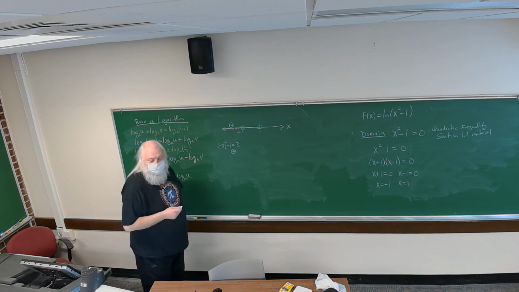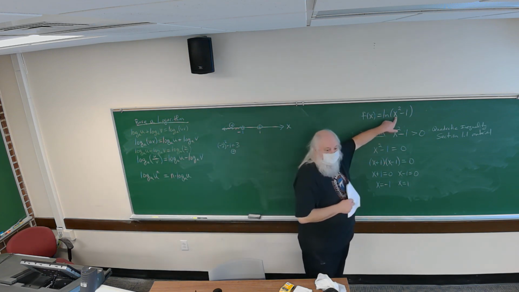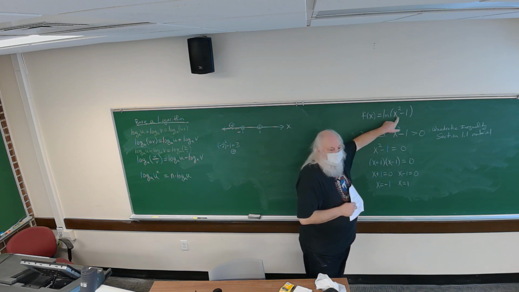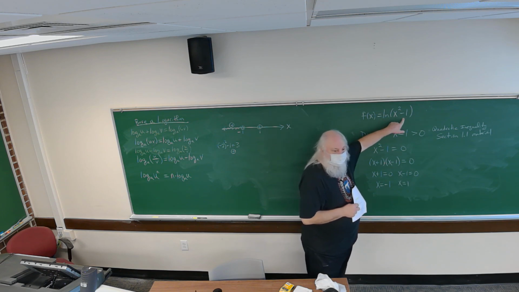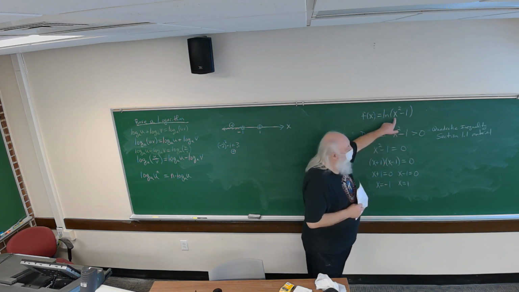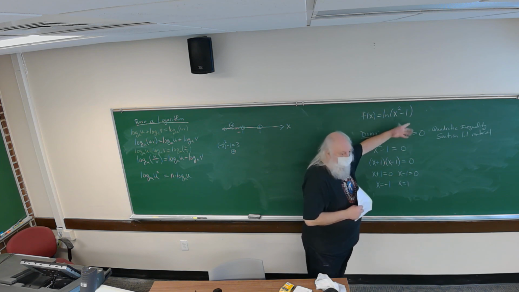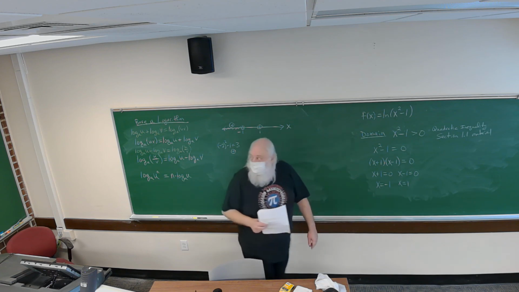Yes, sir. Why are they both open circles again? Is it because if you put in 1 for x here, 1 squared is 1, 1 minus 1 is 0? Right, and so you can't take the natural log of 0. Same with minus 1. You put minus 1 in for x. Minus 1 squared is 1. 1 minus 1 is 0. You can't take the log of 0.